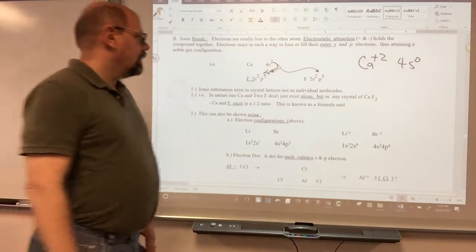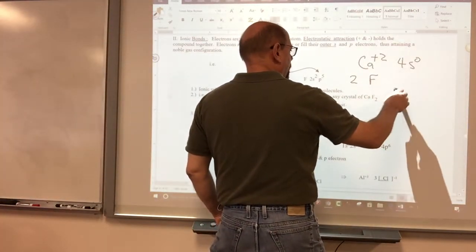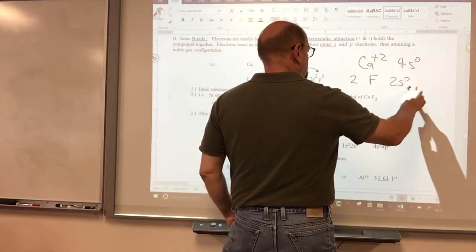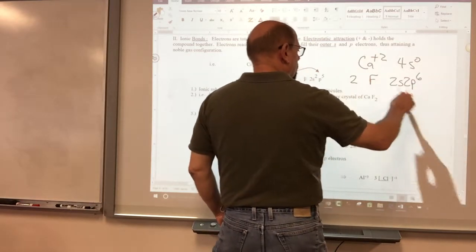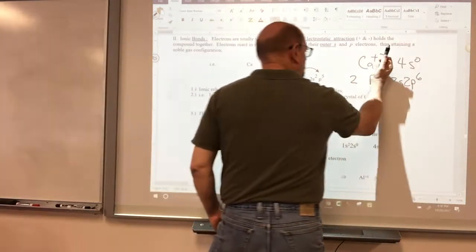No electrons there. The fluorines are each going to have, I'm going to write 2 on the outside because that's an easier way to write this, 2s2, 2p6, and this is going to become a -1 charge. Let me write that a little better.